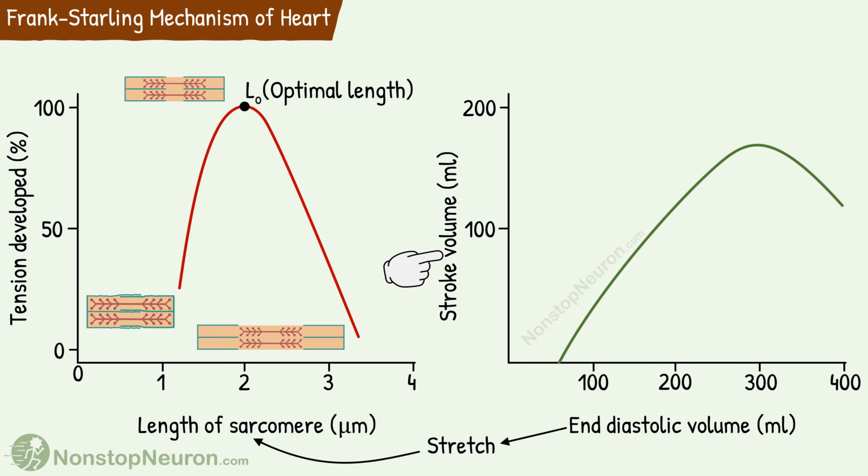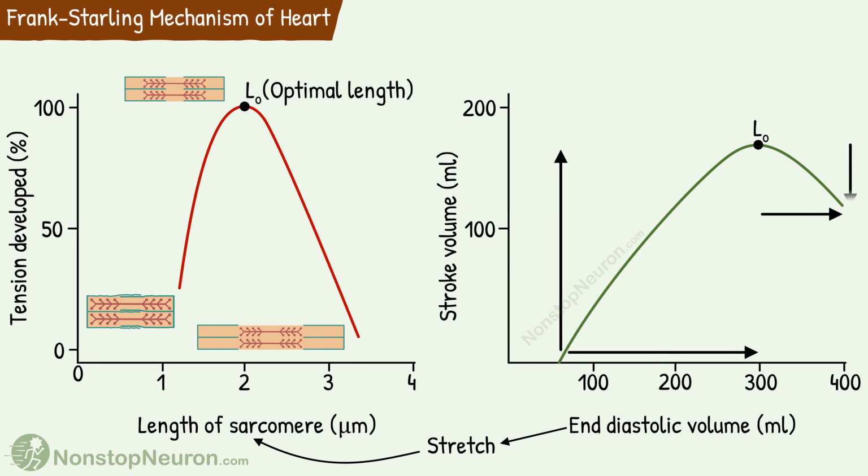So it is also related to the tension in this graph. Coming to the curve itself, it is also similar to the one we saw. In this part, with increasing end-diastolic volume, the stroke volume also increases. Eventually, we reach the optimal length where we see the maximum stroke volume. With a further increase in the end-diastolic volume, the stroke volume starts decreasing.